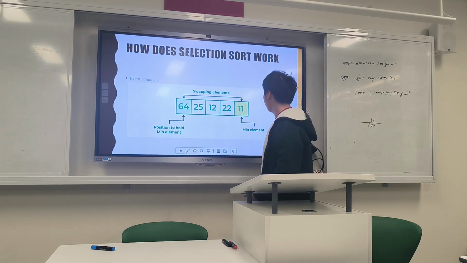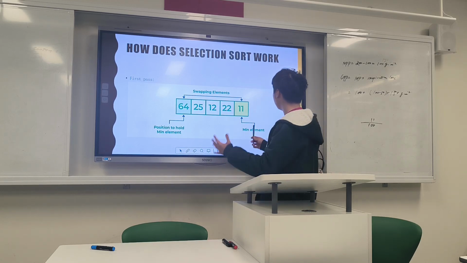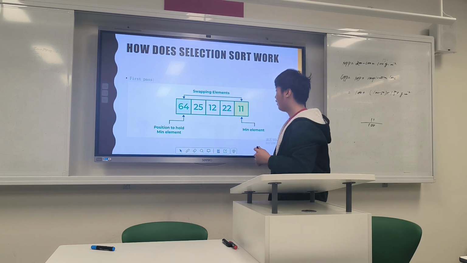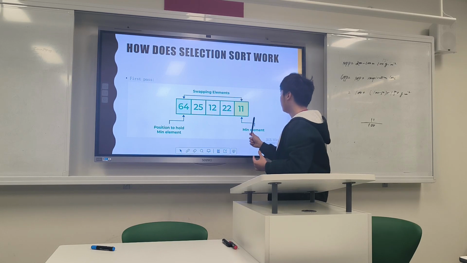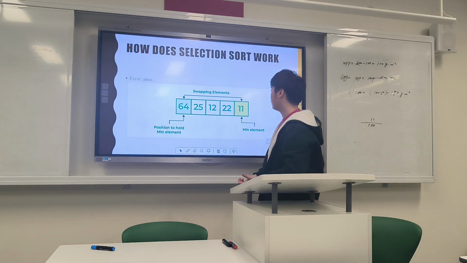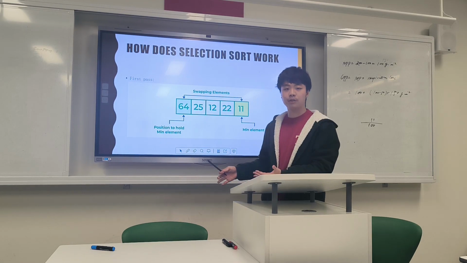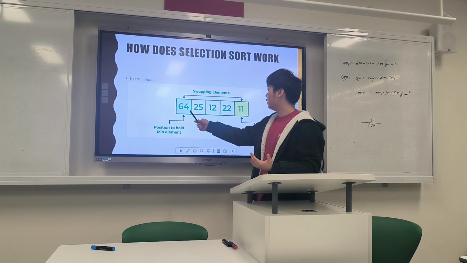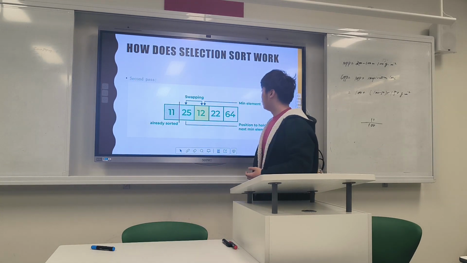So first, we'll find the smallest element in the list, which is 11. And then we'll find the position to hold the smallest element. In this case, it will be the first place, because 11 is the smallest element of the list, so it should be put at the first place. So it will just be swapped, that is, exchanging positions with the element on the first place currently. Then you will get this sequence.